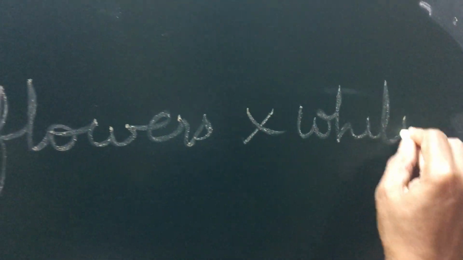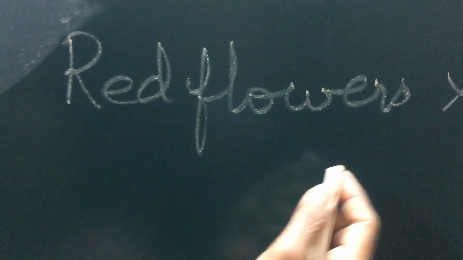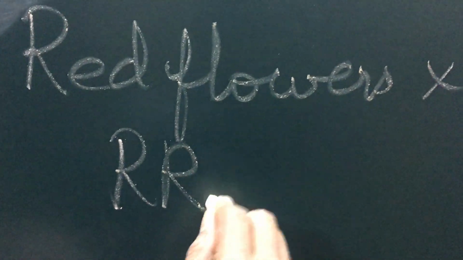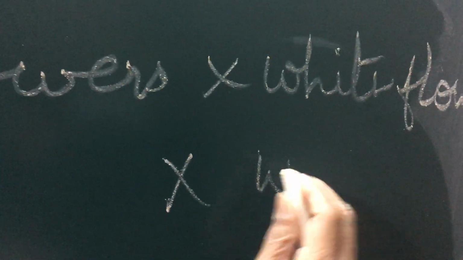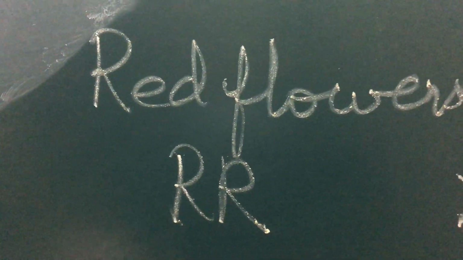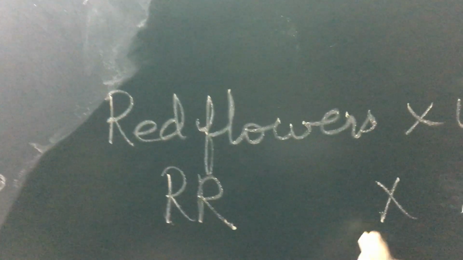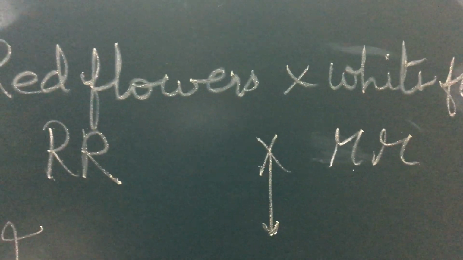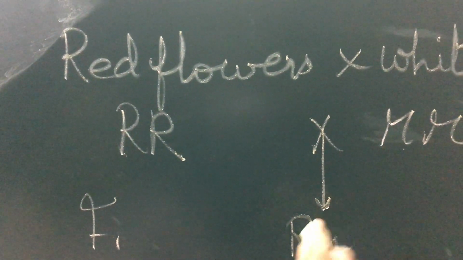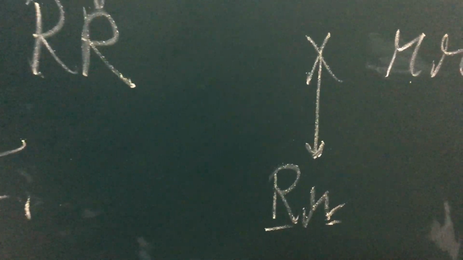Red flowers into white flowers. These are the phenotype: red flower, genotype capital R, capital R, into white flowers, small r, small r. The one that we have taken, capital alphabet, the same is to be taken for the smaller alphabet. So the F1 generation is always capital R and small r. So this is a dominant hybrid. All flowers will be red.